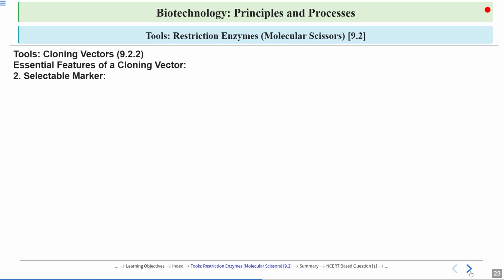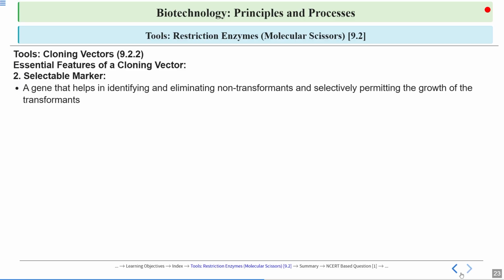The second important feature is the selectable marker. What is a selectable marker? It is a gene that helps in identifying and eliminating the non-transformants and selectively permitting the growth of the transformants. Before understanding it, we have to understand what transformants and non-transformants are. The procedure by which our gene of interest, the recombinant gene, is transferred into the host and the host gets transformed is called transformation, and the host which got transformed is called a transformant.